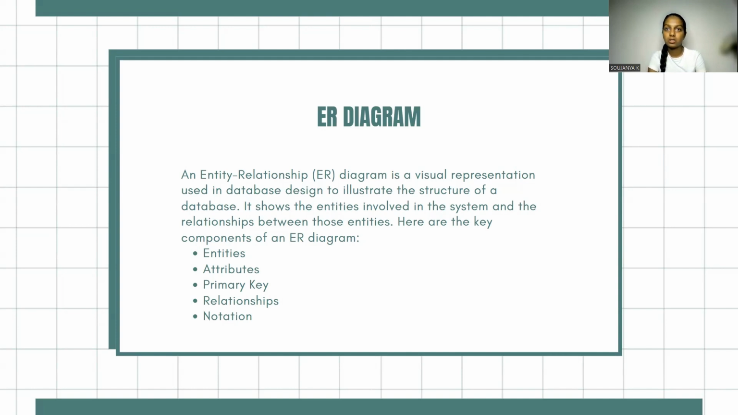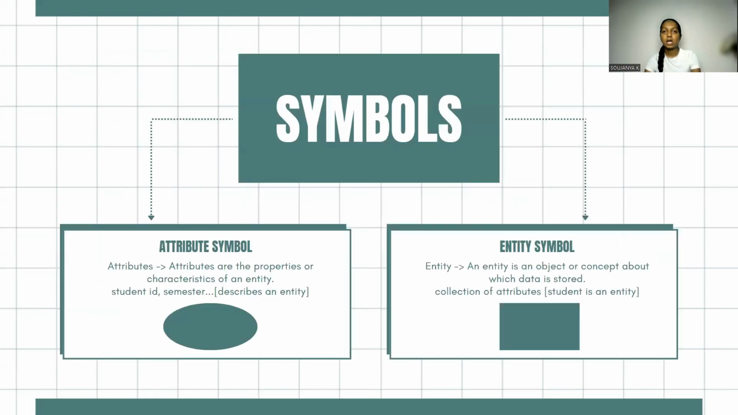Here are the key components of an ER diagram. Because it is an entity relationship diagram, of course, the key components would be entities, relationships, attributes, primary key, and notation. So what is entity? Let's see. An entity is an object or concept about which data is stored. Let me give you an example. Example is a student. Student can be called an entity. An entity can also be said as a collection of attributes.